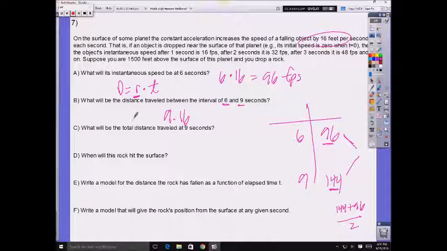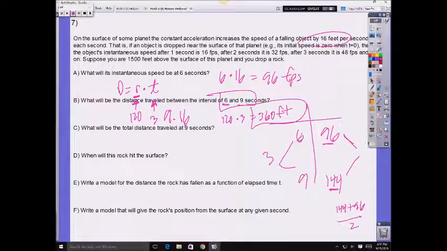Okay, for the speed, I'm going to use 120. And for the time, it took him 3 seconds to change from 6 to 9. So 120 times 3, the total distance only between the 6th and the 9th second, was 360. That thing traveled 360 feet from time 6 seconds to 9 seconds.